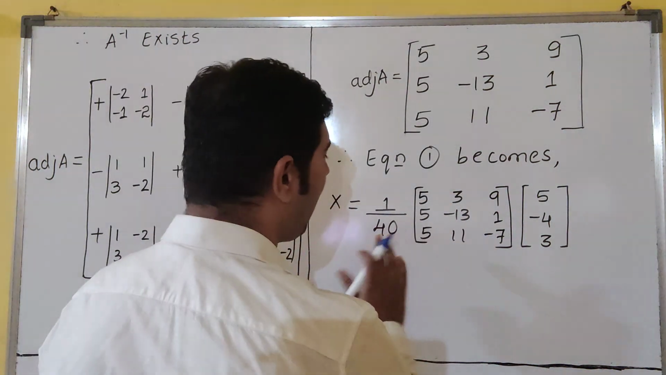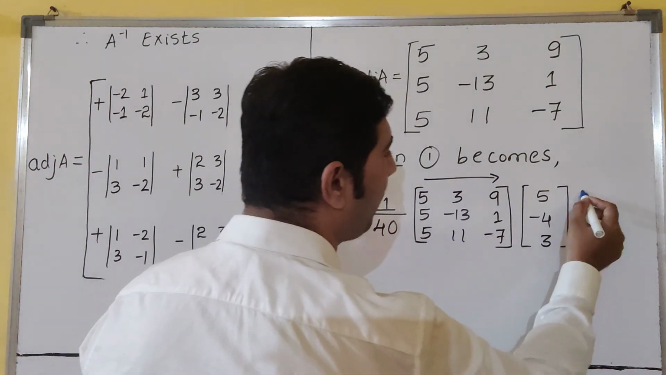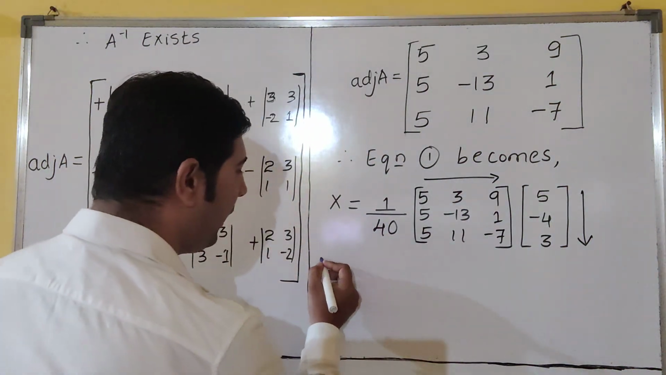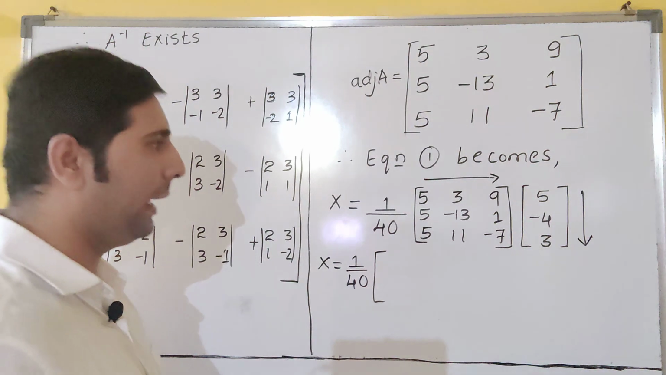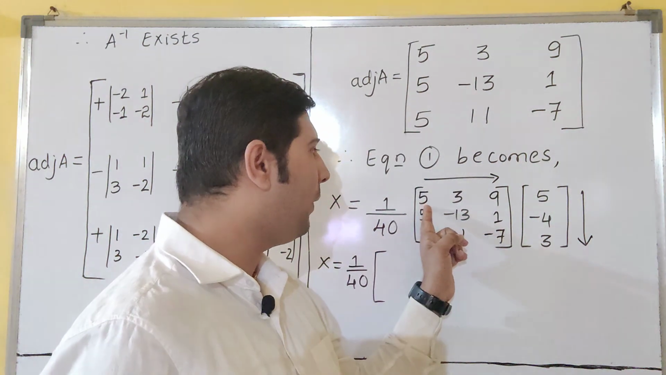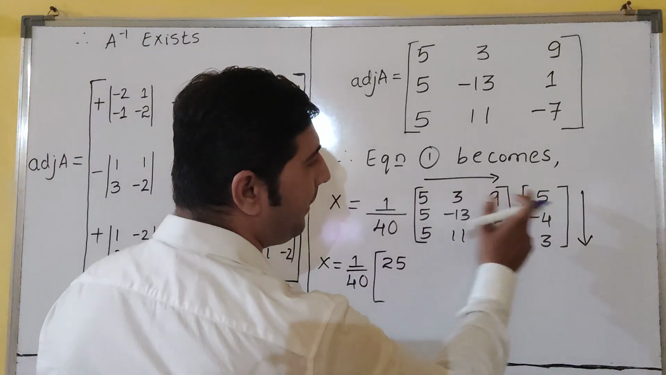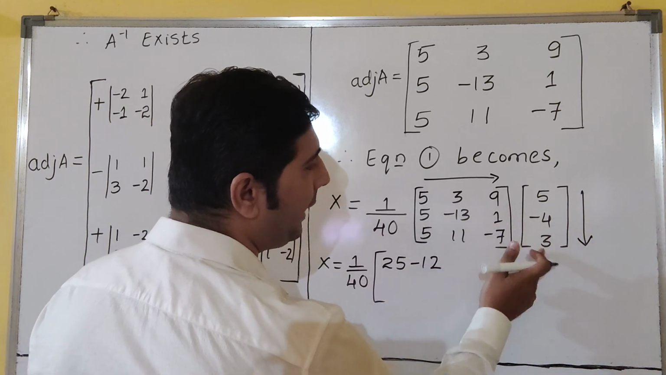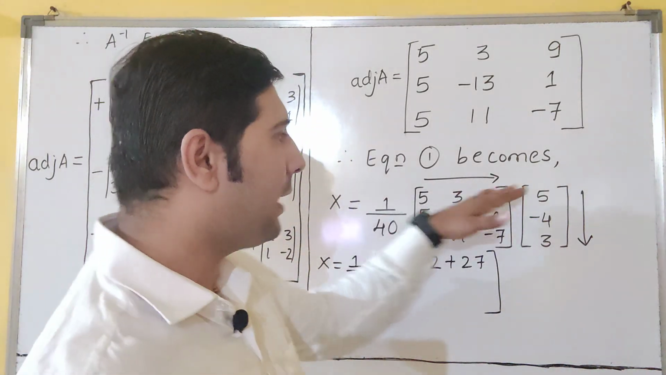Got it? So before that, don't multiply 1 by 40 first. You multiply these two first. You know how to multiply matrices: row into column. So now see how much we will get. Write 1 by 40, dear students. Everyone observe very carefully. First row, first column. We have to multiply: 5 fives are 25. Now second to second: 3 into minus 4, minus 12. Then 9 into 3, 27.